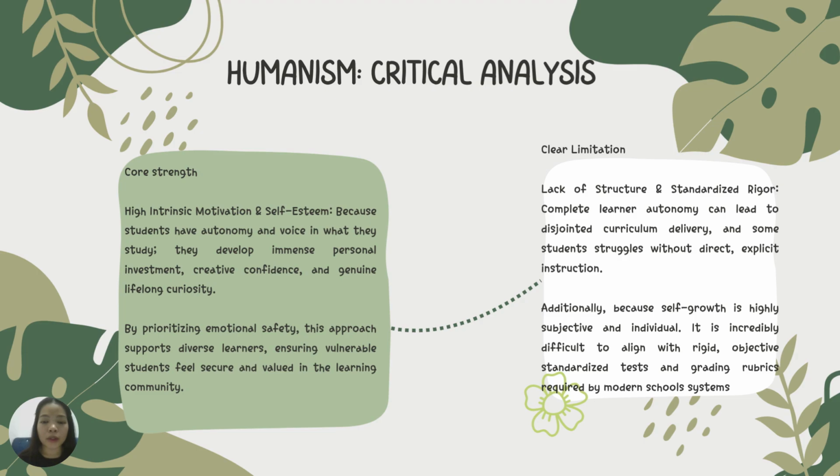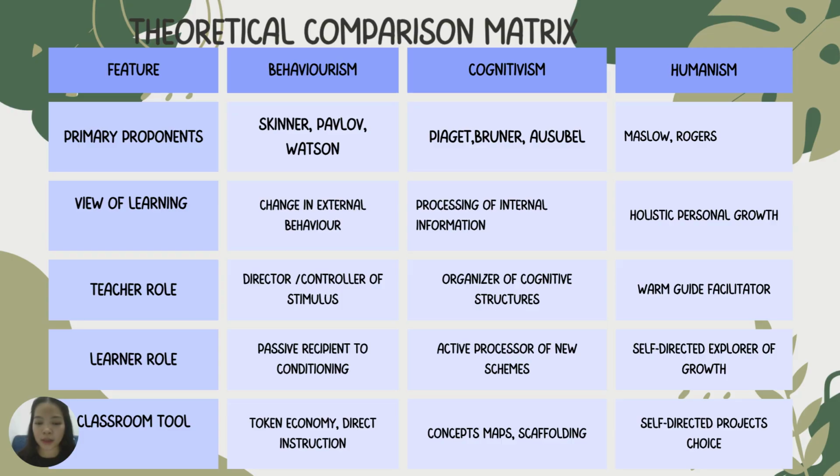Complete learning autonomy can lead to disjointed curriculum delivery, and some students struggle without direct, explicit instruction. Because self-growth is highly subjective and individual, it is incredibly difficult to align with the rigid, objective, standardized tests and grading rubrics required by the modern school system.